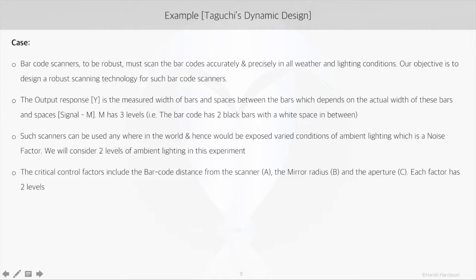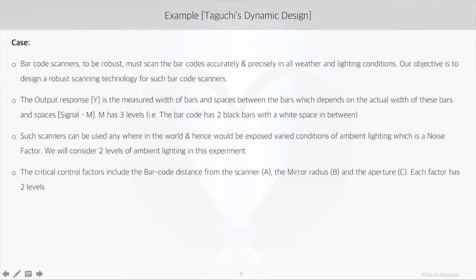We know that as a producer, one cannot control the ambient lighting condition in which a user will end up using the scanner. Having said that, we also know that ambient lighting will play a critical role in effective scanning. So it becomes a noise factor which the user may not bother to control, but our product should be robust enough to handle such constraints. So we will consider two levels for this noise factor.